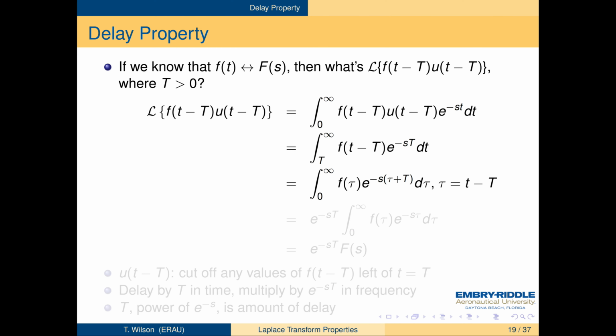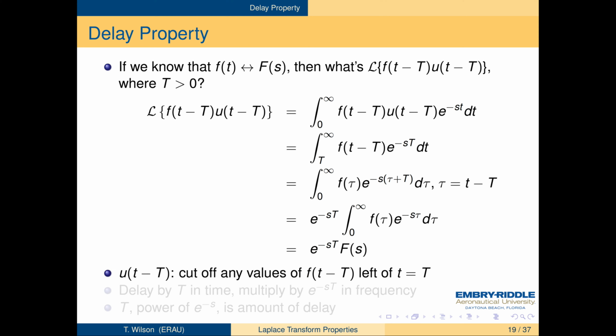That lets us change the variable of integration and write the integral as being over 0 to infinity. E to the minus s cap T factors out, leaving us with the definition of the Laplace transform, even if the name of the integration variable is different. So the Laplace transform of f of t shifted by cap T is e to the minus s cap T times the Laplace transform of f of t.